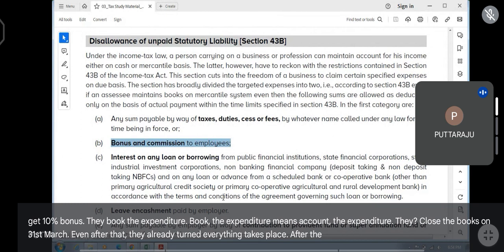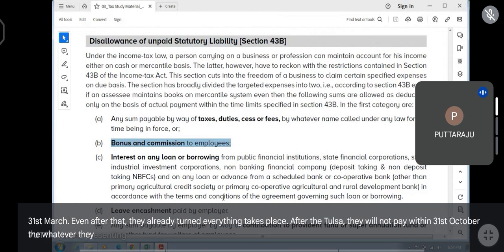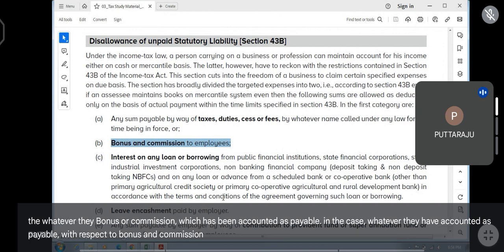After that also they will not pay within 31st October whatever bonus or commission has been accounted as payable. In that case, whatever they have accounted as payable with respect to bonus and commission will be added back to the profit. Next year if they pay, they can deduct. They can claim the deduction of that.